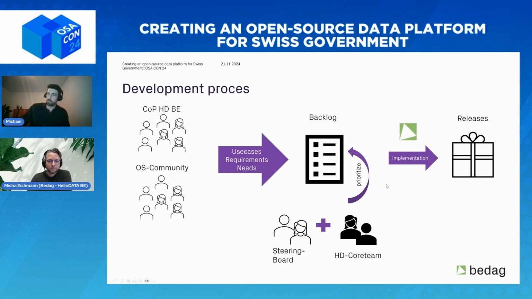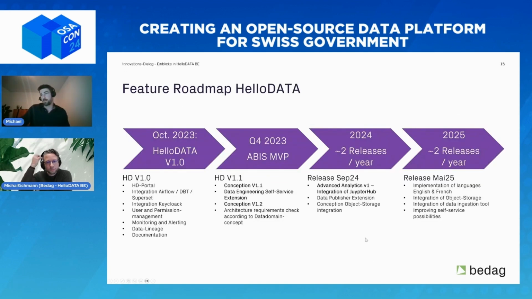our customers. Here's a quick sneak peek of our roadmap. So right now we are here. We integrated JupyterHub in September this year. We also did a data publisher extension. In Switzerland, currently there is a big topic of open government data, where you publish data that should be available, government data which should be available for everyone, and you can publish it with this extension directly from HelloDATA.